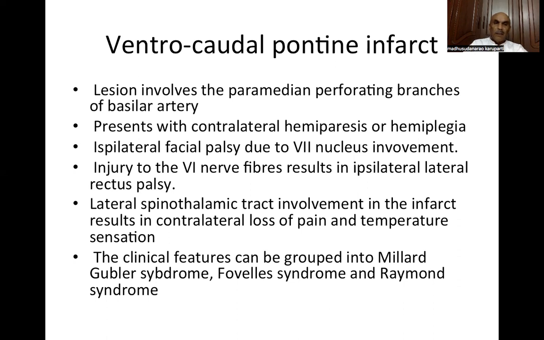It presents with contralateral hemiparesis or hemiplegia, and bilateral facial palsy due to involvement of the facial nerve nucleus. Injury to the sixth nerve fibers results in ipsilateral rectus palsy. It affects the nucleus of the facial nerve and the emerging fibers of the sixth nerve because they run in close proximity with the facial nerve nucleus.